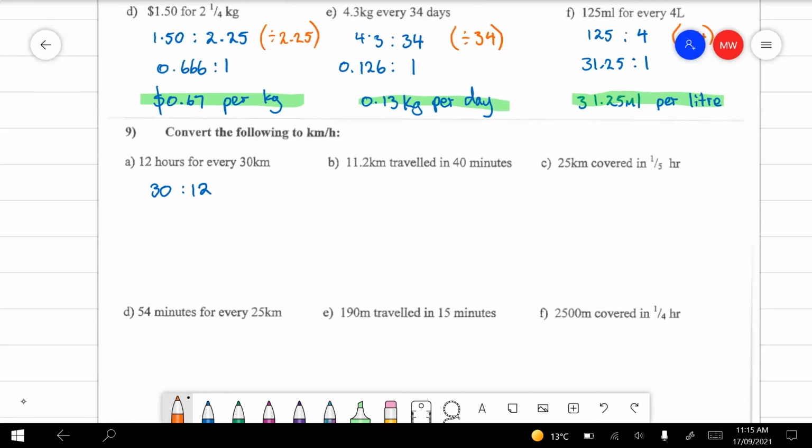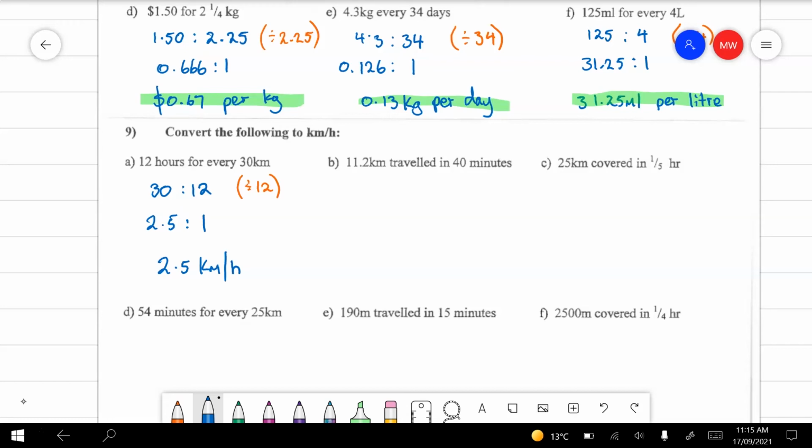I don't want to know what distance I'm covering in 12 hours. I want to know what I'm covering in 1. So I'll divide both sides by 12. And my new ratio will be 2.5 kilometres for every hour that I travel. So we'll go 2.5 kilometres per hour.